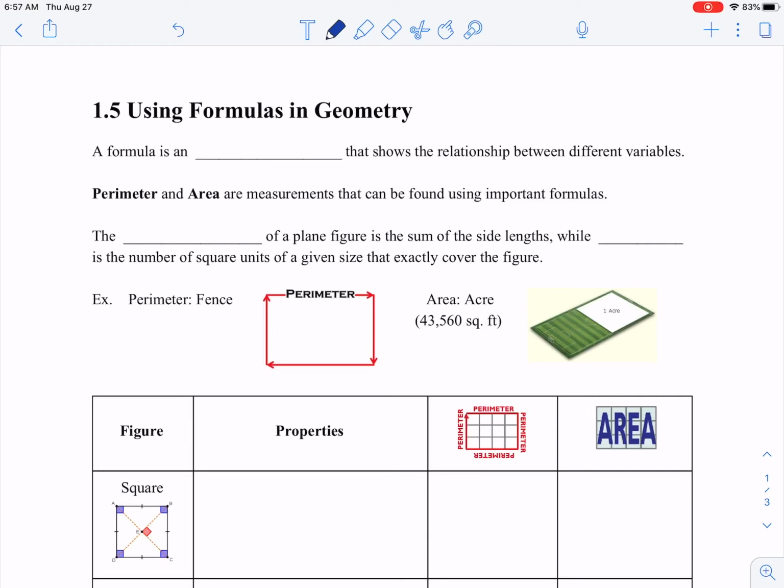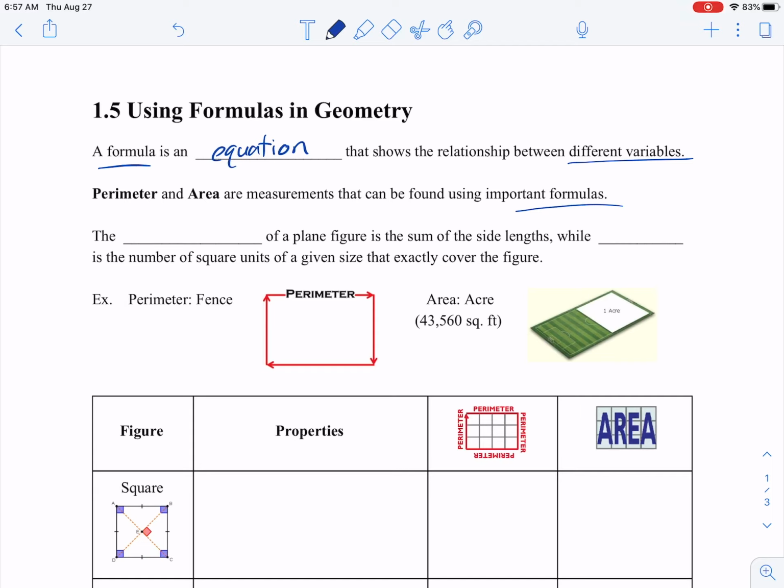Right, so the second half of this unit shifts our focus to some figures in geometry where we will be finding the perimeter and area. And in order to find perimeter and area of some of these figures, we use formulas, which is an equation that shows the relationship between two different variables or multiple different variables. Like I said earlier, perimeter and area, they're measurements that can be found using these formulas.